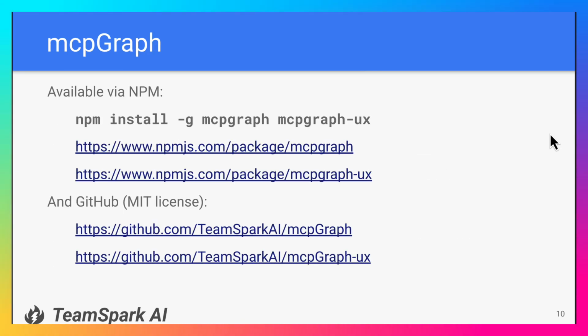mcpGraph is available now via NPM. You can install it, and you can go look at the GitHub repos. It's open source under the MIT license.